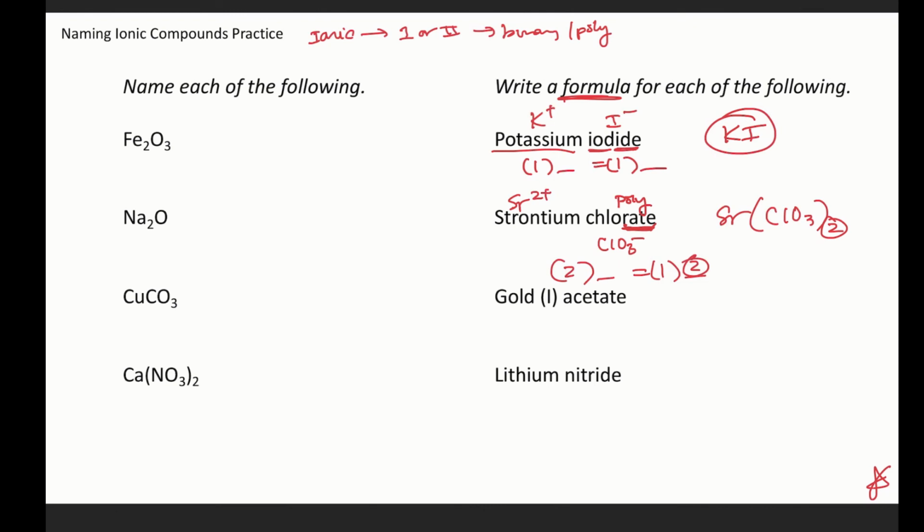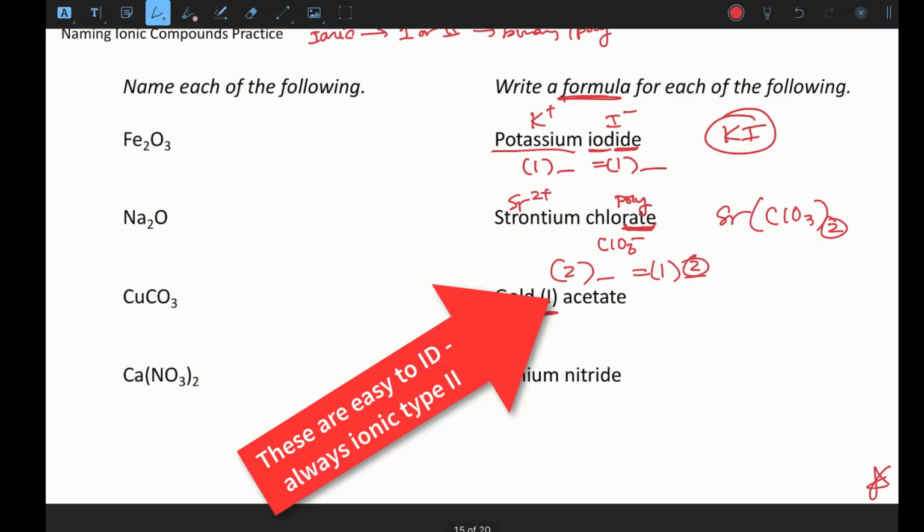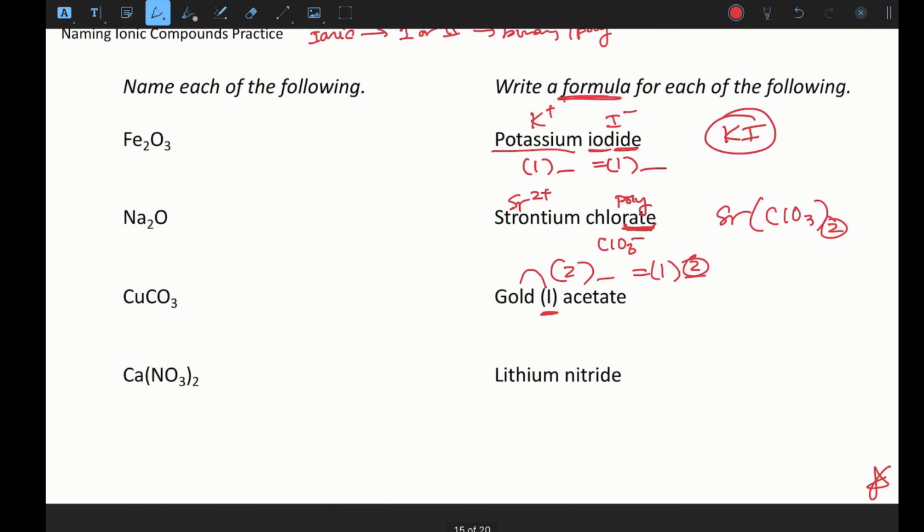All right, gold 1 acetate. What do we see here? This is always going to be a giveaway to you. Type 2, that's always going to really easily be the charge of that metal, makes life easy. Acetate tells you, that ate ending tells you, ooh, this is a polyatomic ion. So gold, it already tells you here, is a +1. Acetate, that's that C2H3O2, charge of -1.